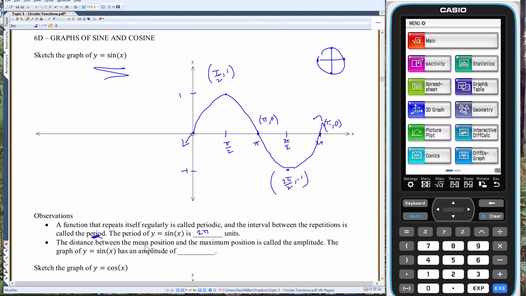The mean position, or the average value of the function, is this line across here. The distance between the mean position and the maximum position, from there to there, is called the amplitude, and in this case the amplitude is 1. Now notice that the amplitude is always reported as a positive value, so it's always greater than 0.